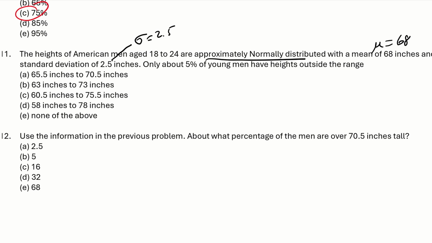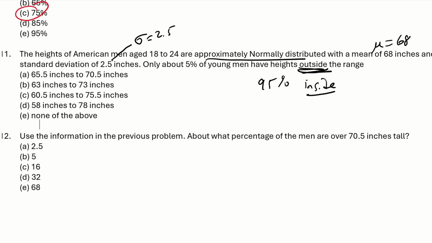So this is tricky wording. First off, it says only about 5% of young men have heights outside. That means that 95% have heights inside. Okay? So we're looking for 95% in whichever one of these. If we can find whichever answer has 95% of men, then that's our answer, right? It's the same thing as saying 5% outside of that range. So that's something to keep in mind.